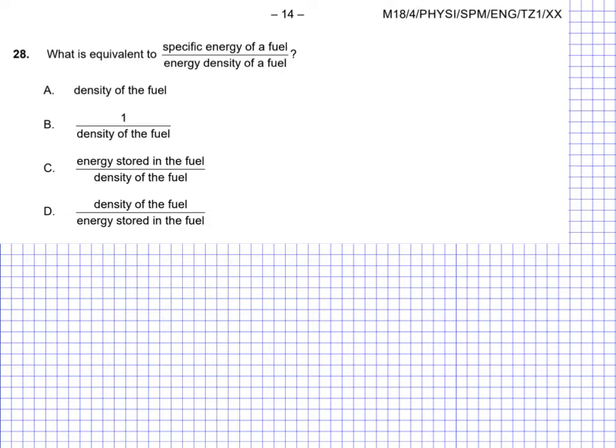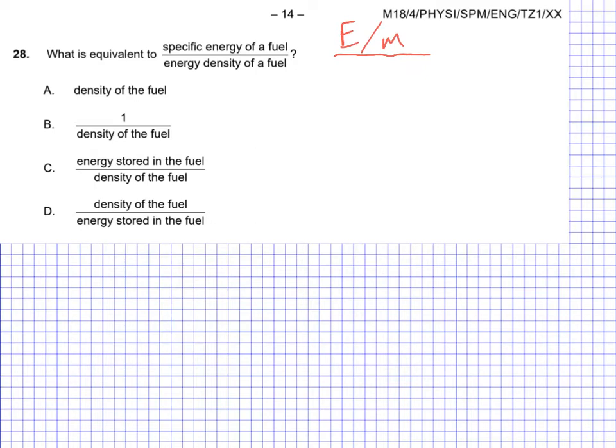So 28 asks for the specific energy of a fuel compared to the energy density of a fuel, and guess what? Surprise, surprise, it's another ratio question. So let's think about what these two things mean. What is the specific energy of a fuel? Okay, so the specific energy of a fuel, we'll put that over here, is going to be the energy per mass. Okay, so the energy per mass.